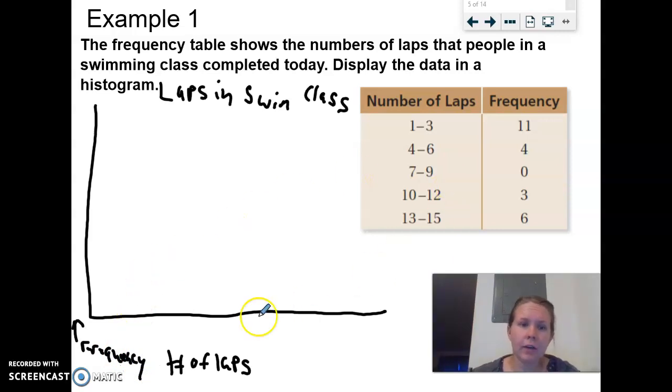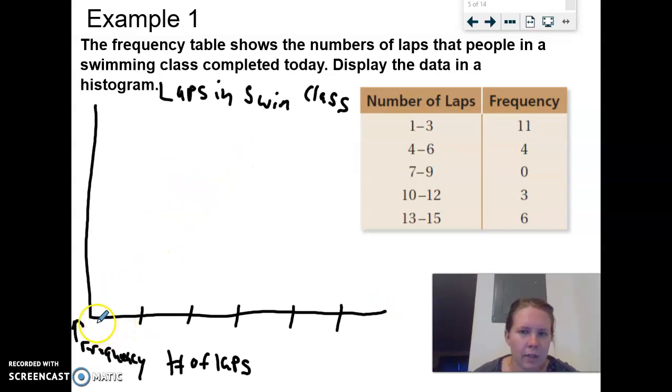But let's go ahead and create some intervals. So we are looking between 1 to 3, 4 to 6, 7 to 9, 10 to 12, 13 to 15. So it looks to be 1, 2, 3, 4, 5. I've got about 5, so I want to section this into about 5 different spots. And it's okay if I've got extra space down here. I don't have to use it.